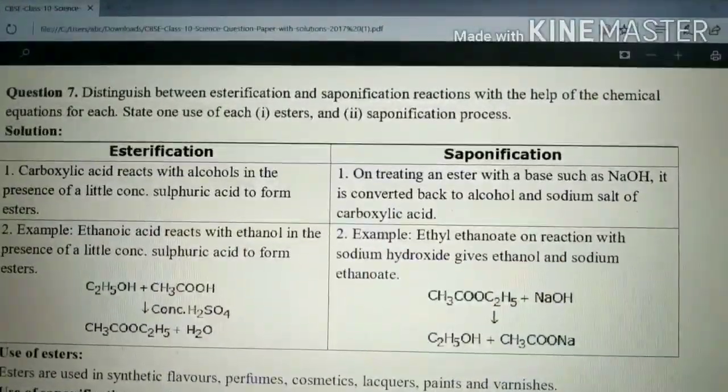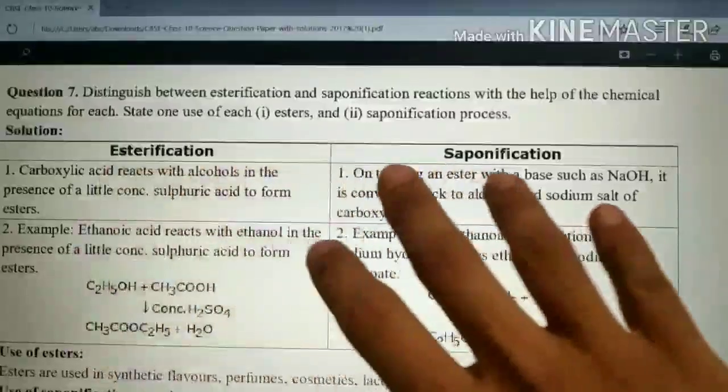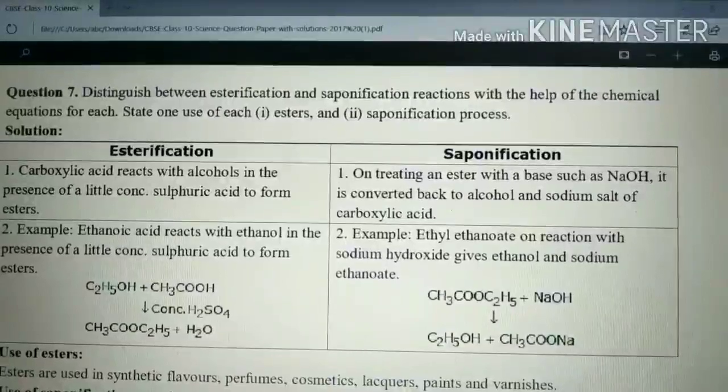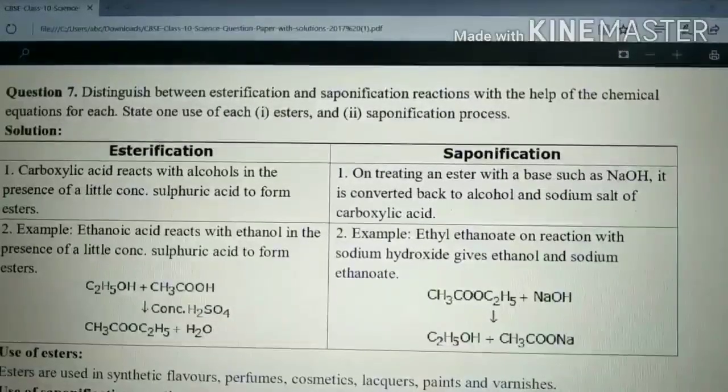Enough for you. Okay, already we read it. Saponification reaction, esterification reaction. Only explain or represent that answer in the form of a table in case of differentiation. Okay, very simple answer. In the textbook it is available.